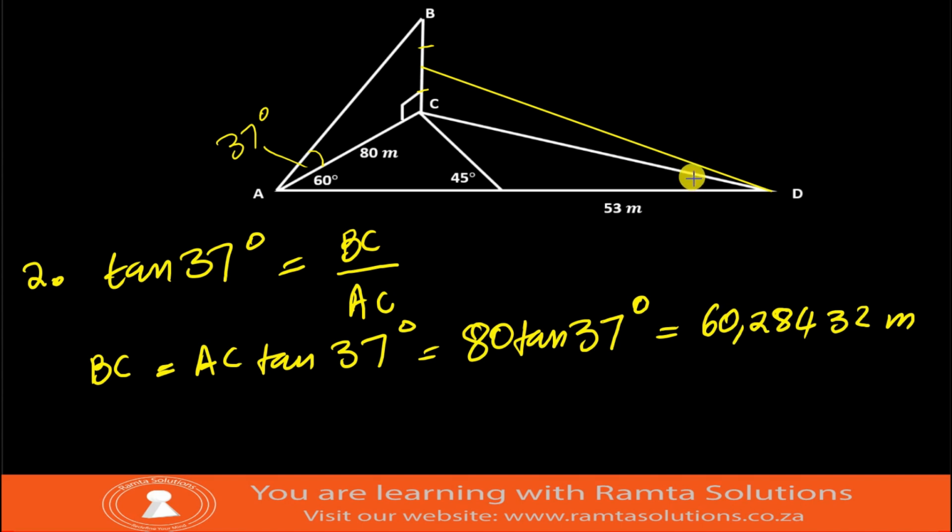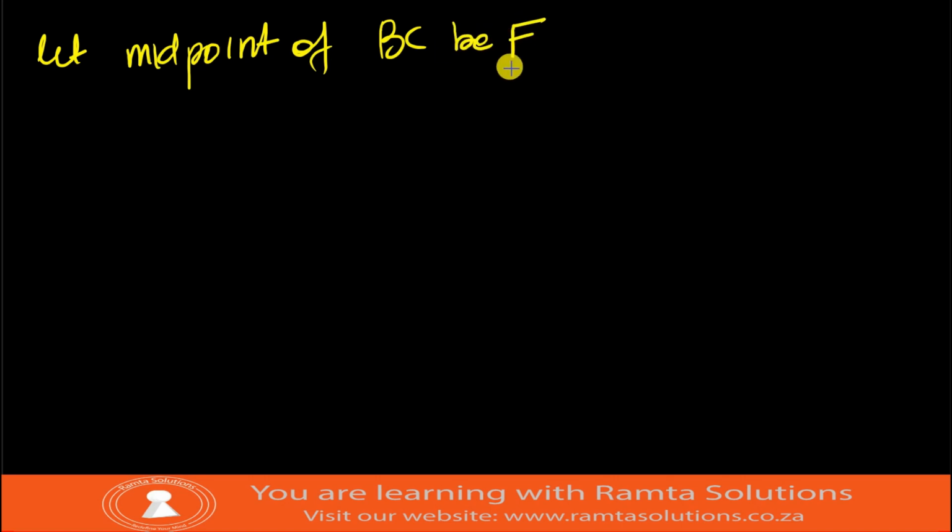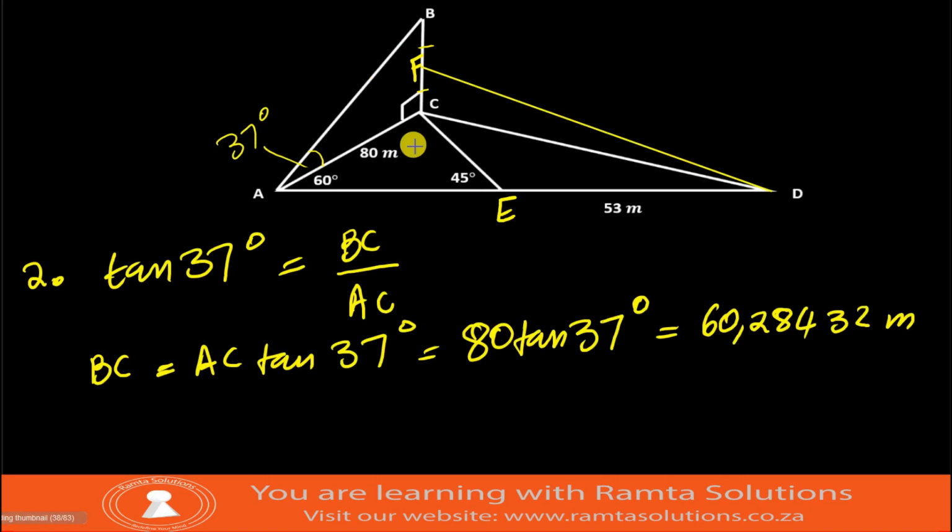So we must find that angle there. Because this point was E, allow me to call this one F. Okay, so going to the next point, I will say let the midpoint of BC be F. Okay, let it be F.